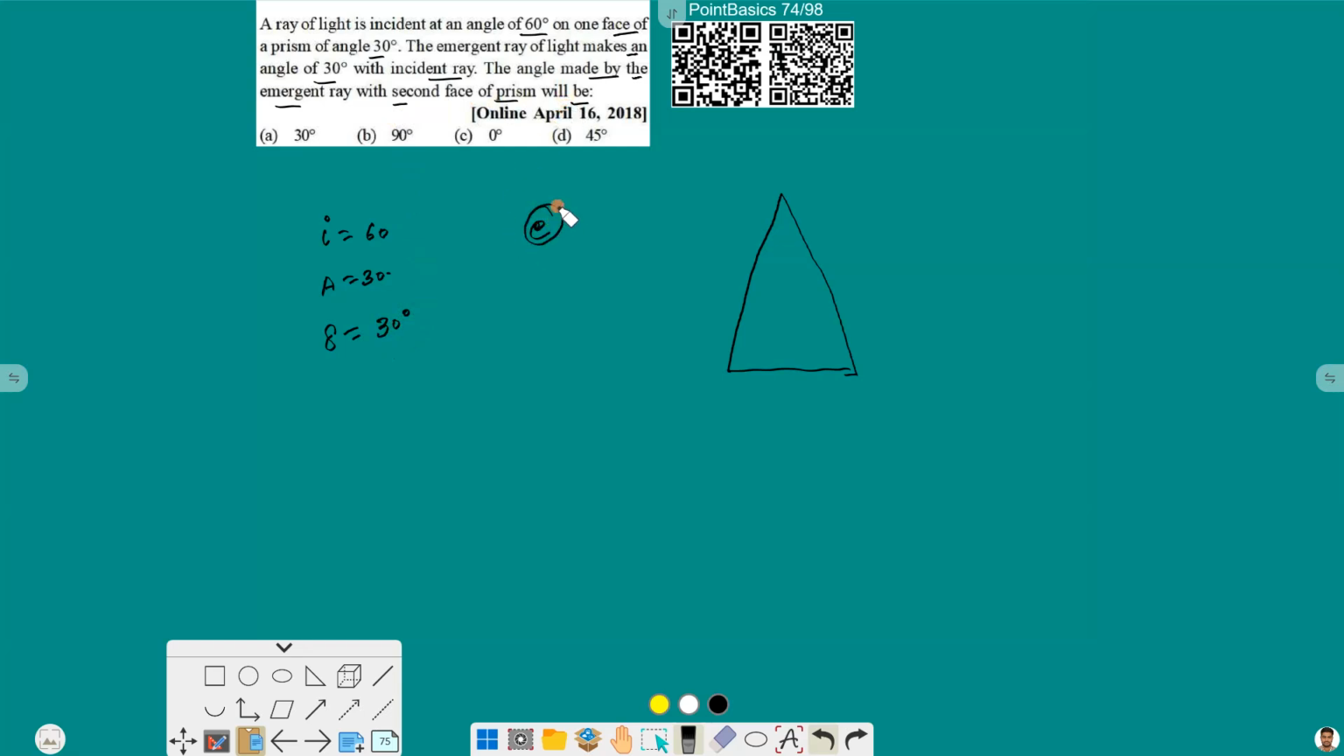So we have to find out the emergent ray and the second face, means we have to find out angle E. Now for a prism, we know that delta is equal to I plus E minus A, and now I is 60, E we don't know, A is 30, and delta is also 30 here. So from this we can find out that E will be 0. That light is, we can say, moving perpendicular to the second face, and that will give us option C.